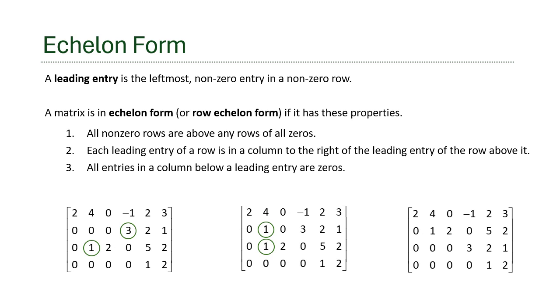Okay, this matrix, on the other hand, is in echelon form. There are no rows of all zeros, so item 1 is satisfied. Each leading entry is to the right of the previous one, and all the entries below each leading value are zeros. Now, what I really want you to notice here is the sort of reverse staircase pattern that those leading entries form. Visually, this is what I always look for as a quick way to determine whether or not a matrix is in this form.